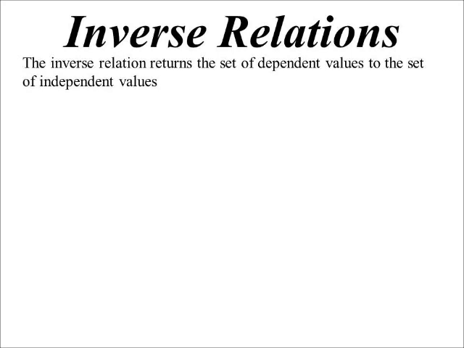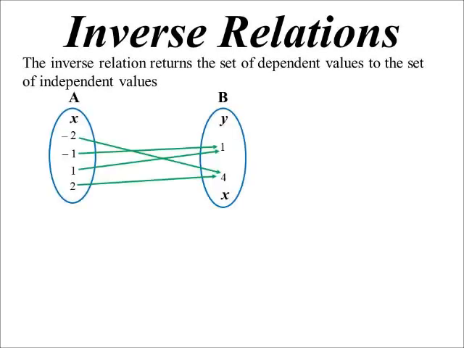So let's have a look at this one. I've got two sets here. So the set A went via some function to the set B. So x went to y. So in this case, it could be the function y equals x squared, for instance. That would do that. Minus 2 would go to 4 and so on.